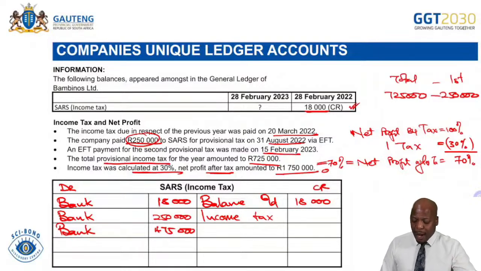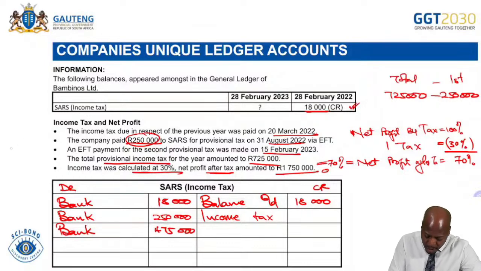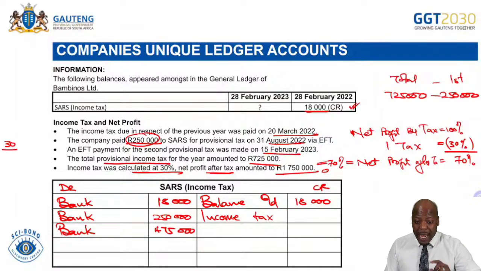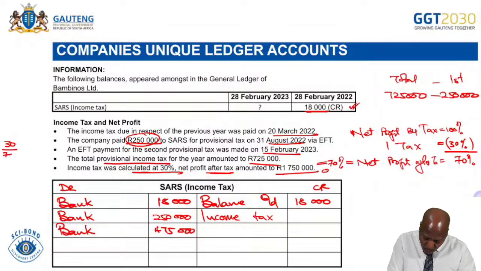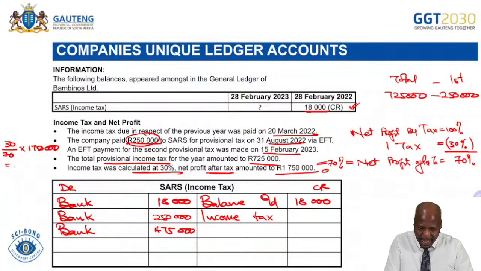What is it that we want then? We want our income tax. So we want 30. What do we have? We have the amount after tax, which is 70. Then we multiply this by the amount, which is your 1,750,000. And then how much do we get at the end?